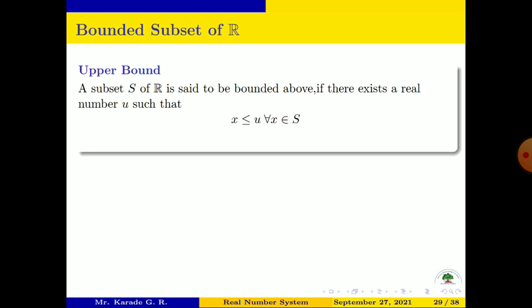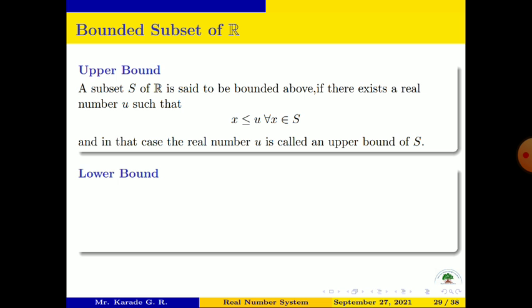So this is simple and it is true for all x belongs to S. And in that case, the real number U is called an upper bound of S, an upper bound of the set S. So this is the definition of upper bound of a set.